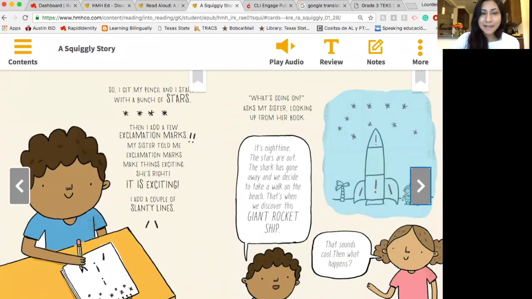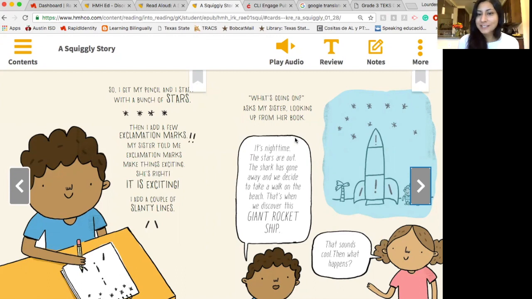So I get my pencil and I start with a bunch of stars. Then I add a few exclamation marks. My sister told me exclamation marks make things exciting. She's right, it is exciting. I add a couple of slanty lines. "What's going on?" asks my sister, looking up from her book. "It's nighttime. The stars are out."